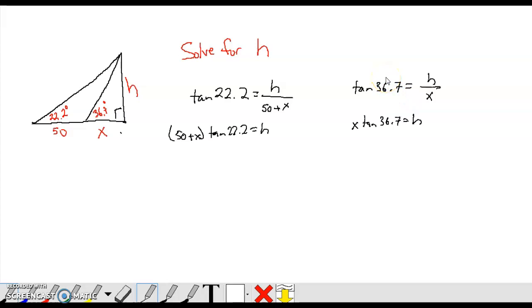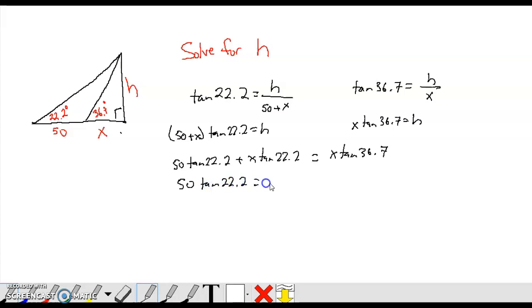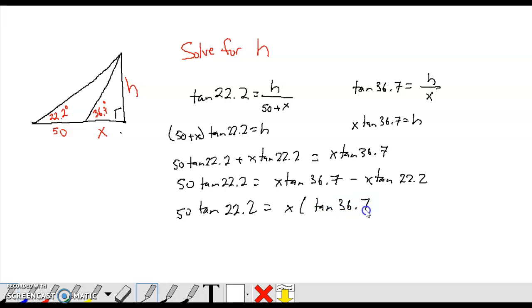All right, so they're both equal to h, so let's go ahead and distribute. So this will be 50 tan of 22.2 plus x tan of 22.2, and I'm going to set that equal to x tan of 36.7. I'm going to collect my x's over to one side, so 50 tangent 22.2 is equal to x tangent 36.7 minus x tan 22.2. What do they both have in common? They both have x's in common. So let's factor those out.